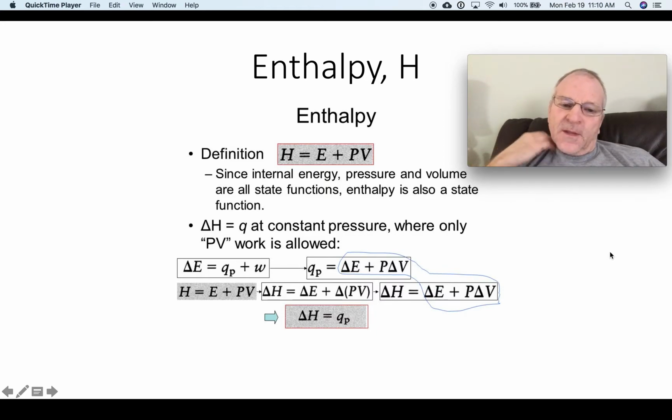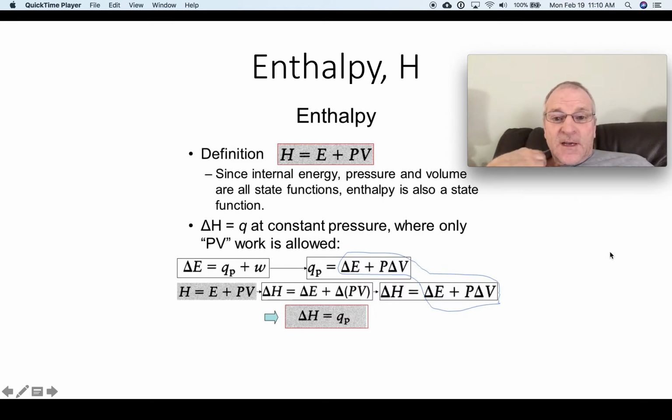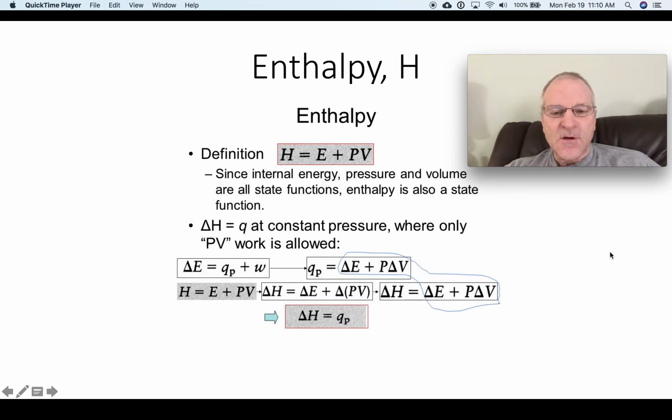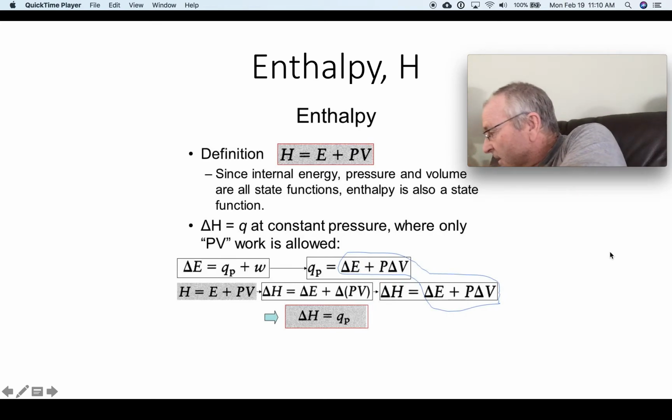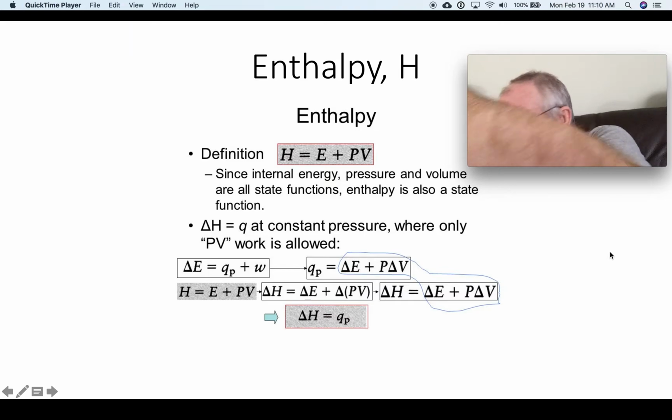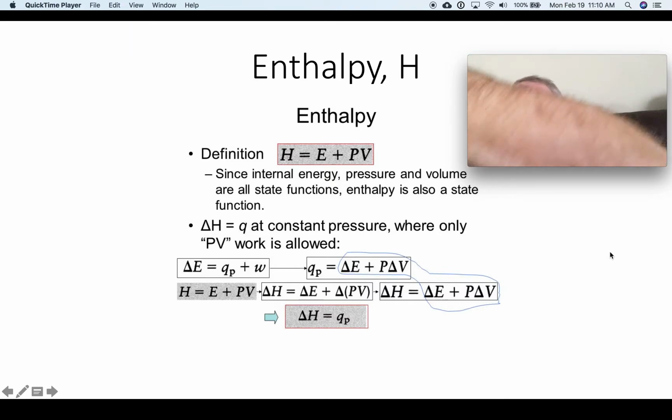Good morning. So we've got a little going on here with enthalpy, which, as you recall, that would be our old friend delta H. Pardon me while I'm looking around for stuff that I set down. Right there. Okay.